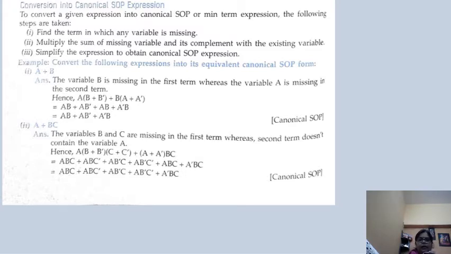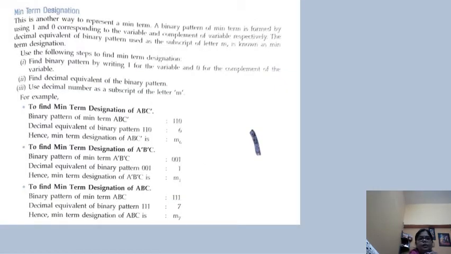Like that, here also, a plus bc has been done. The variables b and c are missing in a, and a is missing in the other term, so we have written it like this. Now you have to solve it. The term abc appears two times here, so one will be eliminated and your expression will come like this. So this is your canonical form expression. There are two types of expressions, canonical and cardinal.